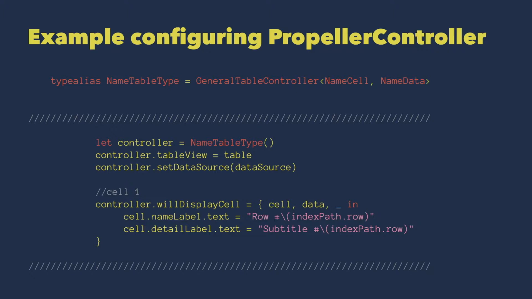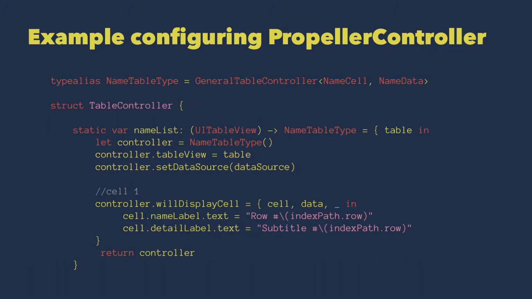But then after we've written this, where do we put it? Well, of course, we want to abstract it as far away as we can. So what I like to do is put it in a struct, maybe called TableController, and then put it on a static var, and then put all of my configured controllers in this same struct. So they're all in the same place.